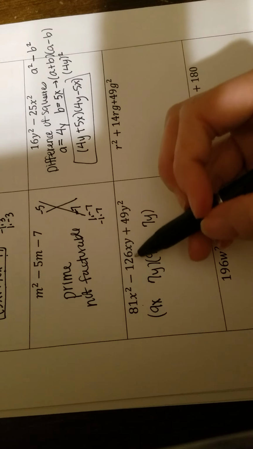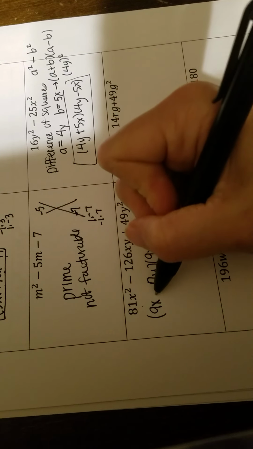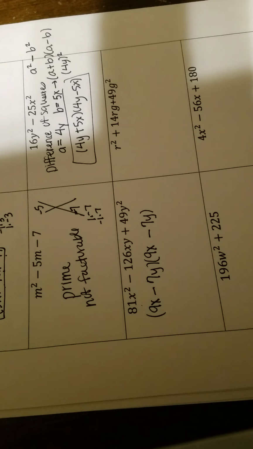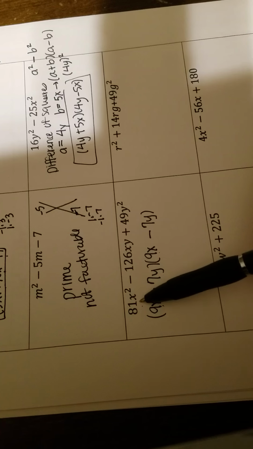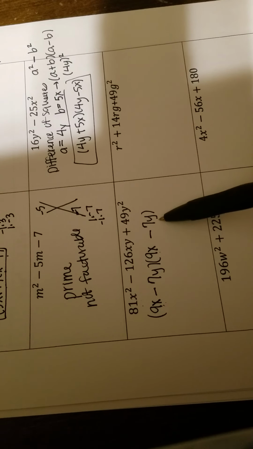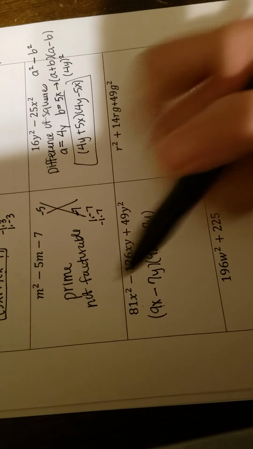And to get this large middle term, I'm going to go ahead and try it with two subtraction signs in there, okay? So 9x times 9x is 81x squared. 9x times negative 7y, well, the 9 times 7, I'll go ahead and write it out.